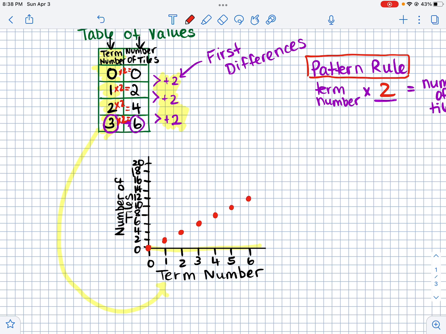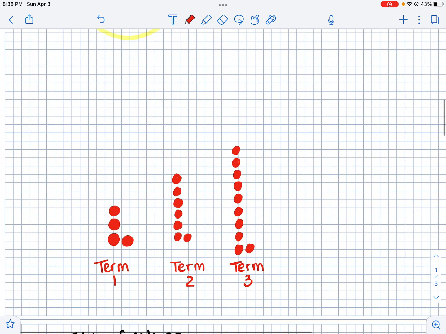There it is. And you can see it's linear because this produces a straight line. So I can see right away that this is a linear pattern or a linear relation. All right, let's try a trickier pattern.